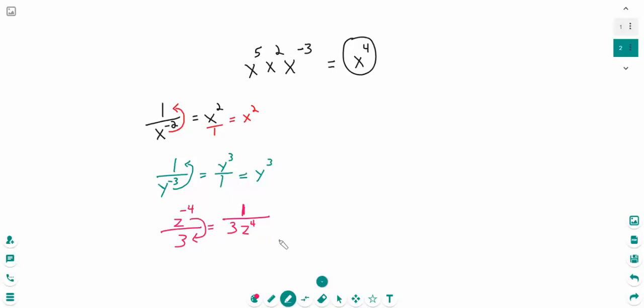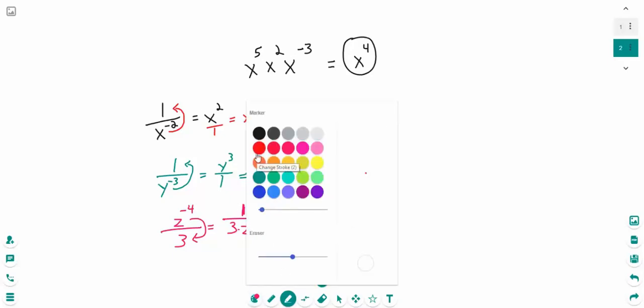Okay? And this is important to recognize that this is multiplication. You're not adding the 3 to the z to the 4th. You're always going to be multiplying. Okay? Always multiply. When you move something on either side of that fraction sign, you're going to be multiplying that by the rest of the denominator. Okay? All right, let's try another one.